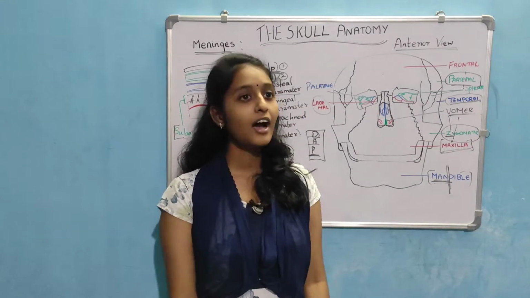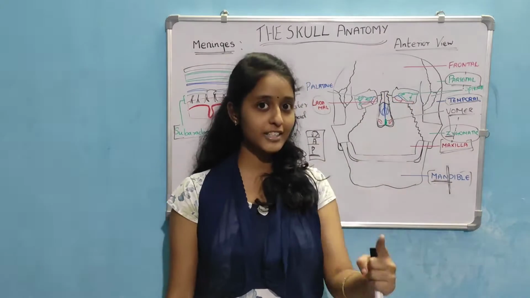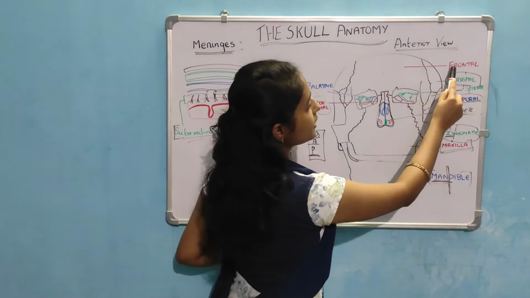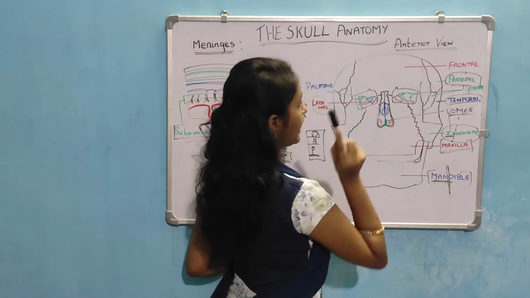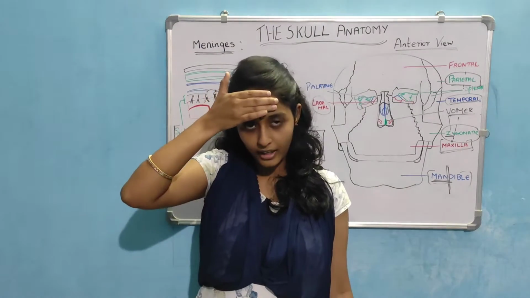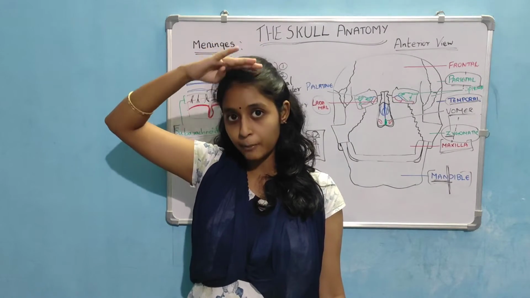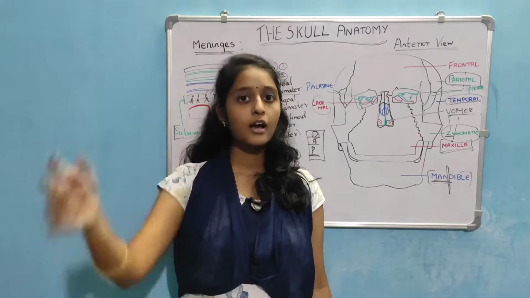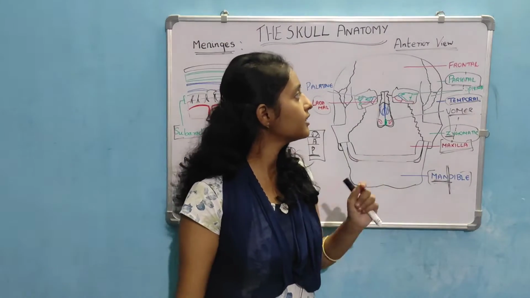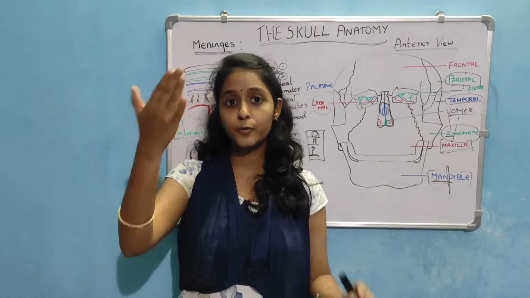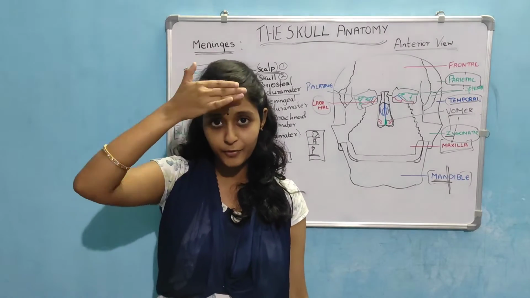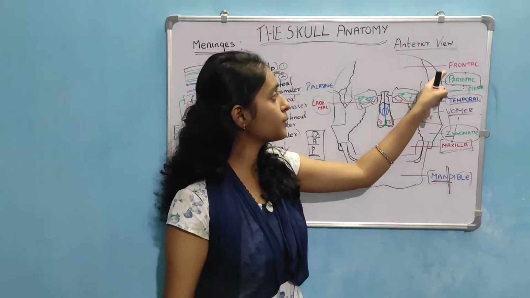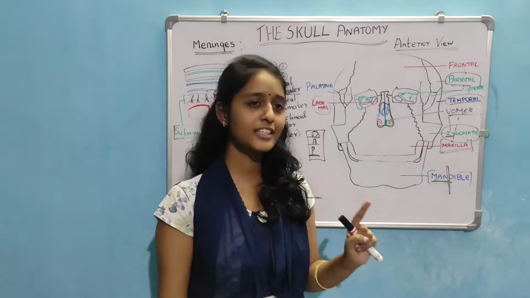The skull bones. The first bone is the frontal bone, which covers the forehead. Here is the frontal bone in this diagram. It covers the forehead as well as the first half of the cranium. A trick to remember this word: front view, this is the front view, so this is the frontal bone. The first bone is the frontal bone and it's easy to remember.